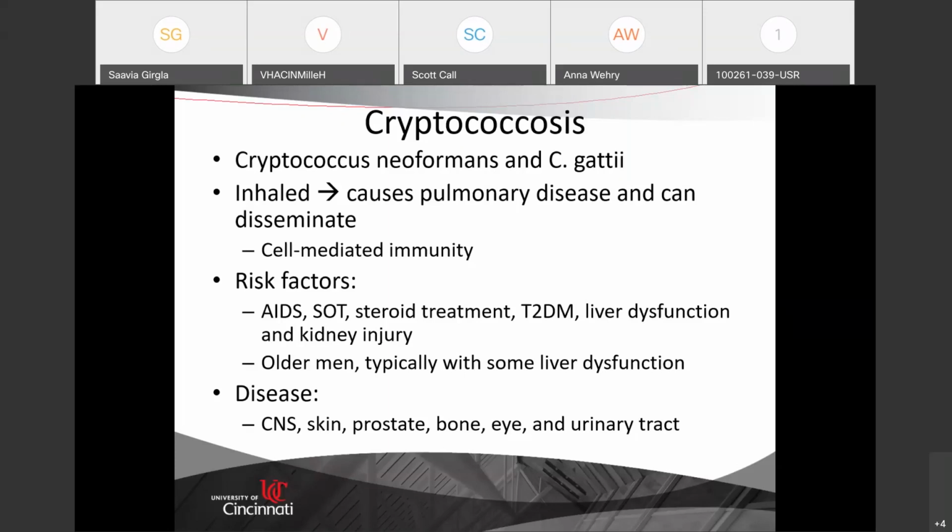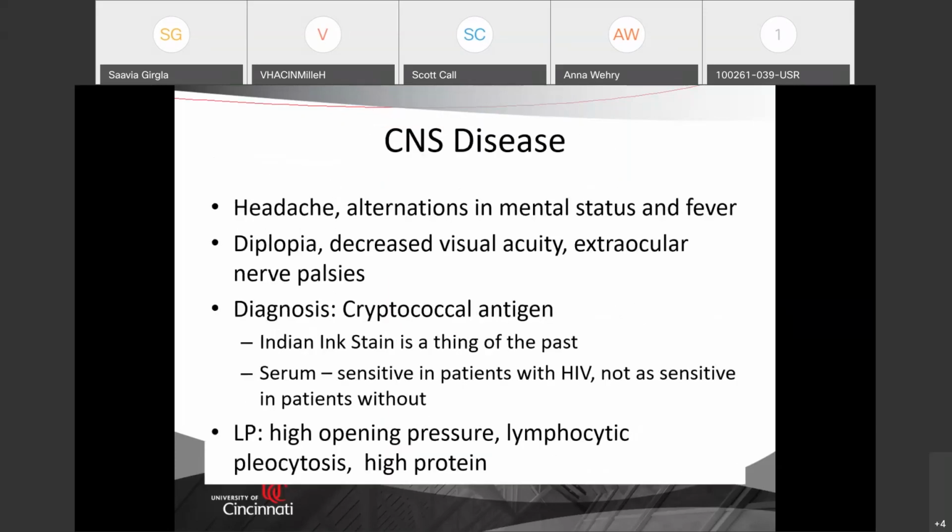With this disease, you can get CNS disease, skin disease, prostate disease, eyes, and urinary tract. CNS disease is really where I wanted to focus. You can get headaches, altered mental status, fever. When you think about it, it causes a pretty significant increase in intracranial pressure. So you're going to get these intracranial pressure signs like diplopia, decrease in visual acuity, and then you'll get some extraocular nerve palsies related to that increase in pressure.